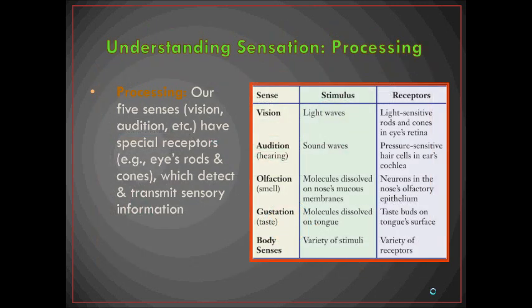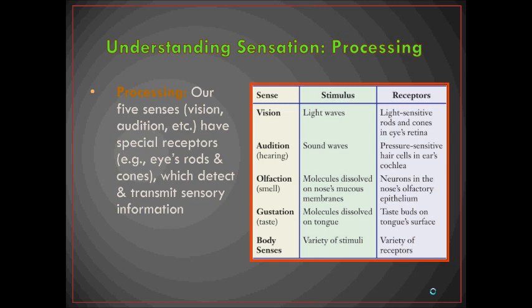Now, our various five senses use a variety of different methods to take information in from the environment and from within, and send it to the brain for processing. So for vision, we see light waves, and we have these light-sensitive rods and cones in our eye's retina. We'll be looking at that in a little bit, and that's essentially how we take in that information from the environment.